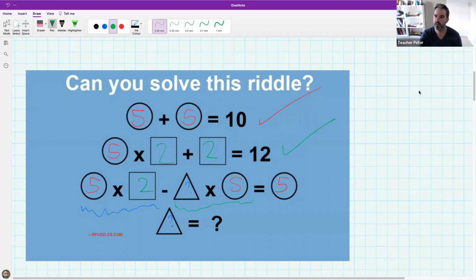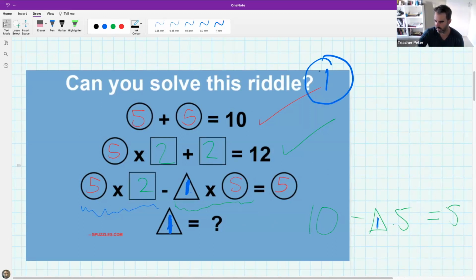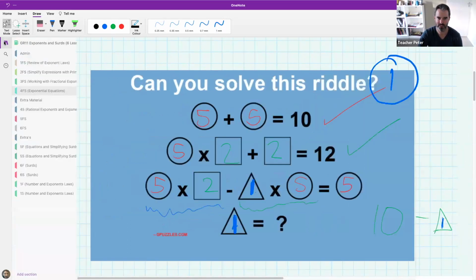Okay. So I think that 5 times 2 is 10, and something times 5 equals 5. The only way that could work, oh, Siamtanda, I agree, is if this is a 1. So this has to be a 1, and that has to be a 1. The triangle has to be a 1 to satisfy this riddle. So the answer was 1. So Siamtanda, to you goes the glory. Well done.